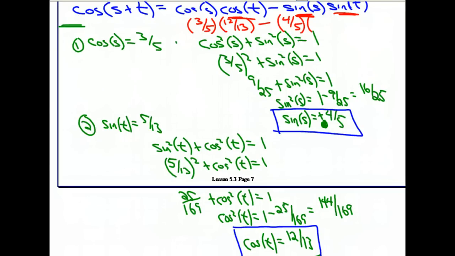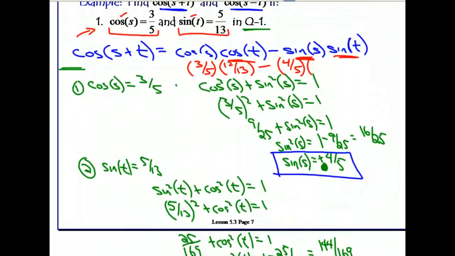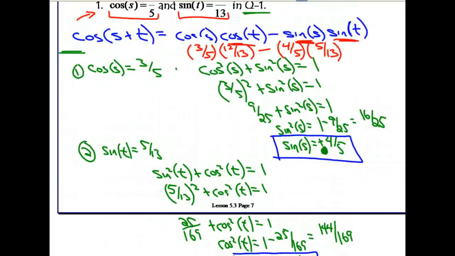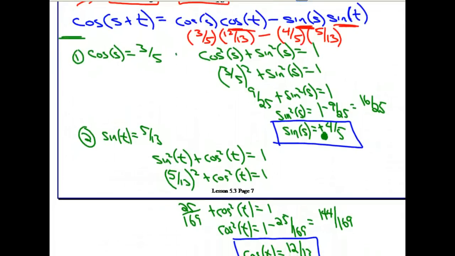And the sine of t. Wait, what's the sine of t? Oh, they gave that to me. The sine of t, look, it's up there. It's 5/13. So I have all 4 pieces of information to sub into my formula. So I've got that, and I'm just going to erase this little bit here now. Hopefully you've got it copied down.